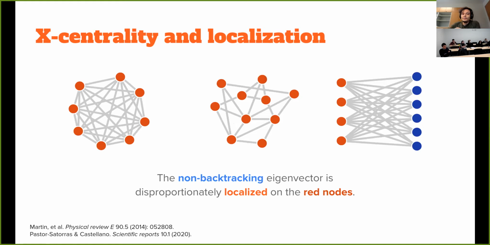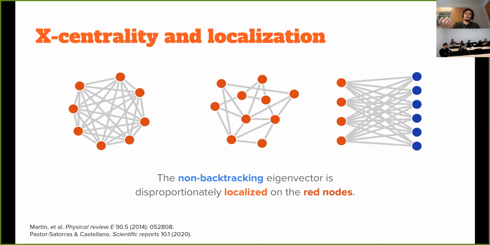Then there was a bunch of other papers basically studying in which cases the principal eigenvector of the non-backtracking matrix actually does localize. And they showed, for example, that if you have a clique or a near clique or a motif that kind of looks like this, you will find a localized eigenvector of the non-backtracking matrix. And once again, that is perhaps less desirable in some cases.